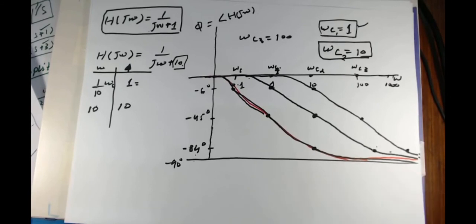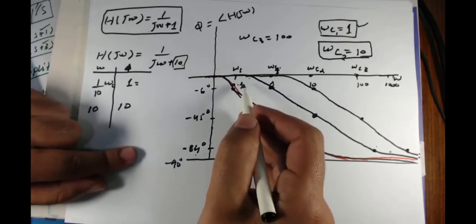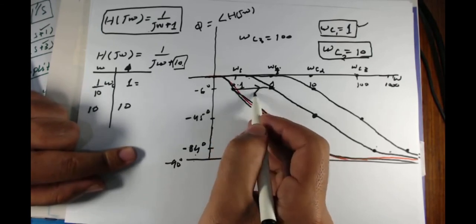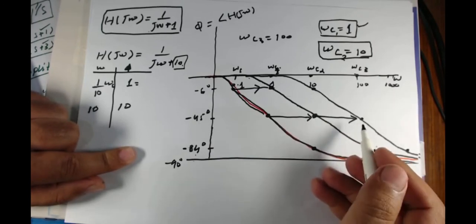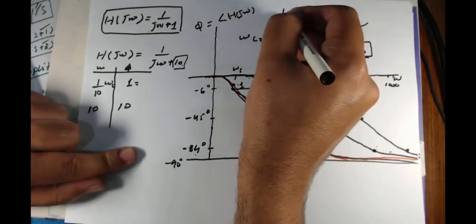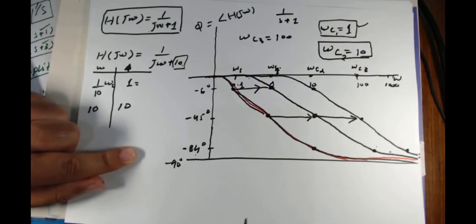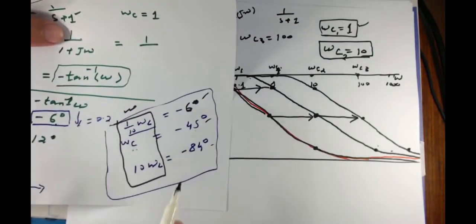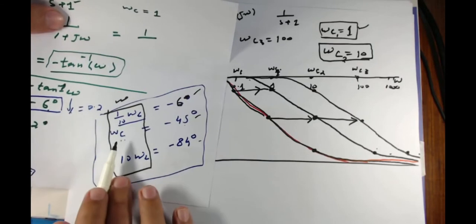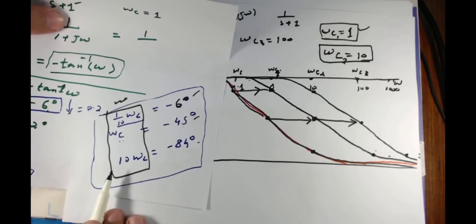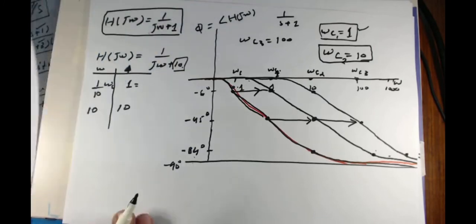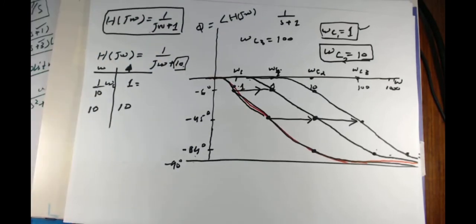So this is how you will plot different frequencies. See what we did: we shifted this point from here to here, this point from here to here, and this point from here to here. So if you understand how to draw 1 by s plus 1, you understand this whole concept. The whole concept is nothing but just remembering these three frequencies: omega equal to omega c, omega equal to 1 by 10 times of omega c, and omega equal to 10 times of omega c. That's how you draw your Bode plot.